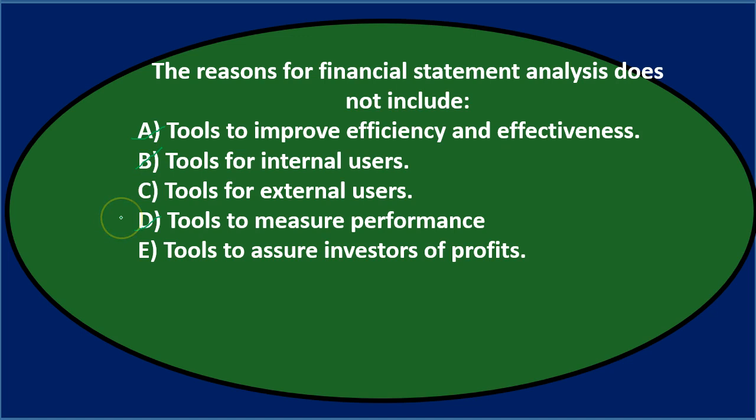And C says tools for external users versus E, tools to assure investors of profits. Of those two, we have external users, and these are external people, the investors, and so it's not going to basically assure profits. So I'm thinking E would be the best choice. It's not going to be something that assures anything. Nothing's assured. So the reasons for financial statement analysis do not include E, tools to assure investor profits.